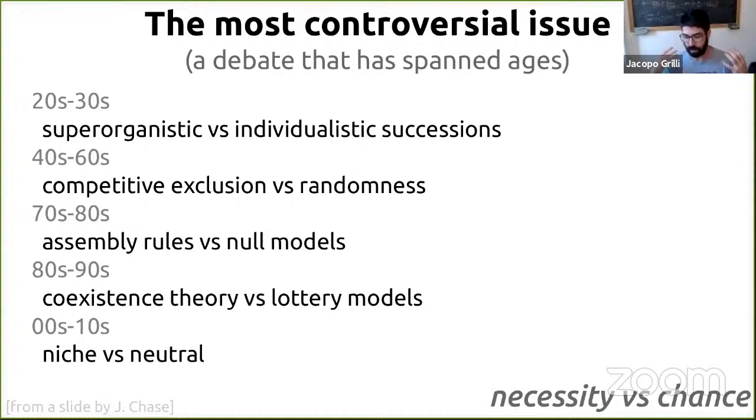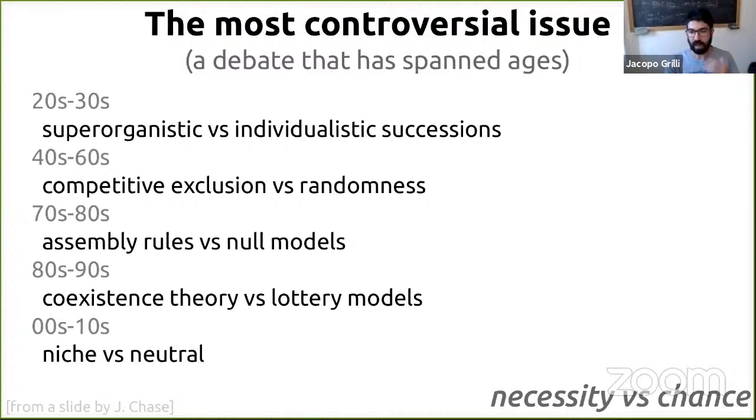One is that diversity is determined mostly by random processes. So basically species or types are there because they didn't have time yet to get extinct. Versus necessity: they are there because they occupy a very precise niche, they have a precise role, and they are there because they could not be anywhere else.